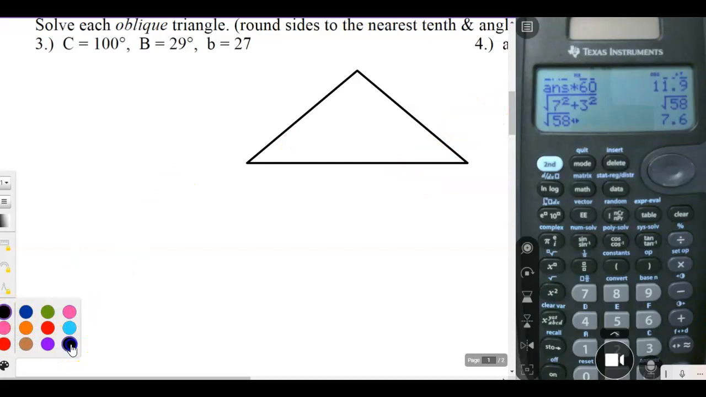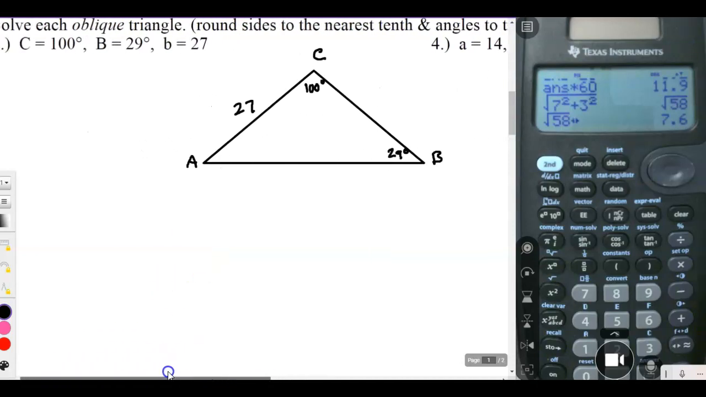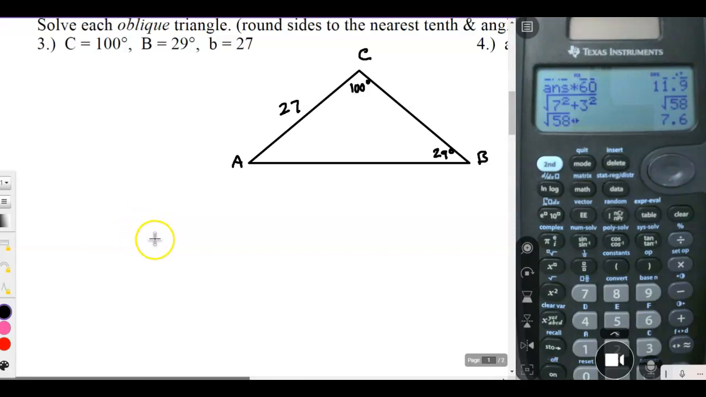Let's label this. Angle C is like 100 degrees, so I'm going to make this C because that's a little bit bigger than the other one. So these are A and these are B. Obviously your diagrams don't have to match exactly. Let's see, so we have 29 degrees for B. Good. And side B, the opposite side here, is 27, length of 27. Alright, so I'm going to round each side to the nearest tenth and angles to the nearest minute. So we're going to stick with degrees minutes for our final answers.